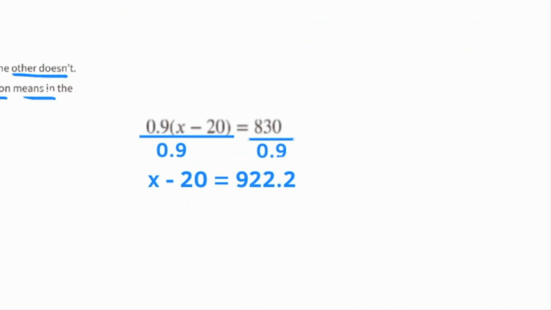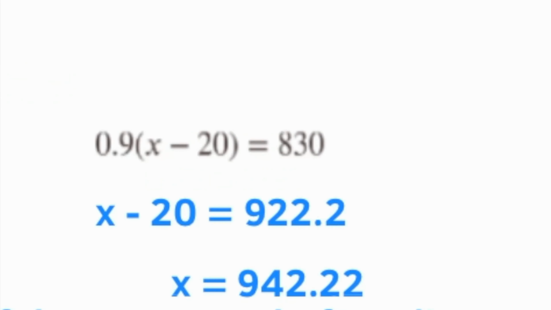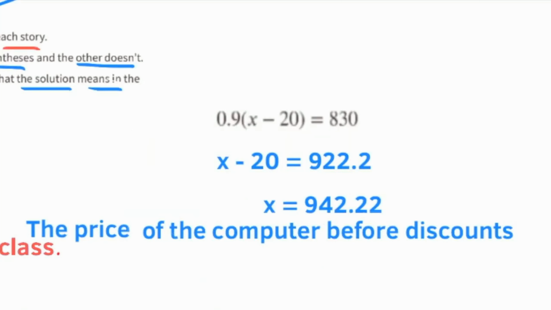For the second equation, divide both sides by 0.9. Then you're left with x minus 20 equals 922.2. Add 20 to both sides of the equal sign, and you get x equals 942.22. 942.22 represents the price of the computer before discounts.